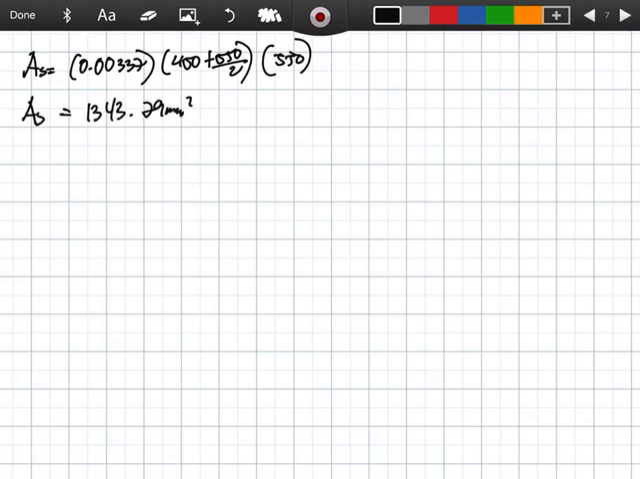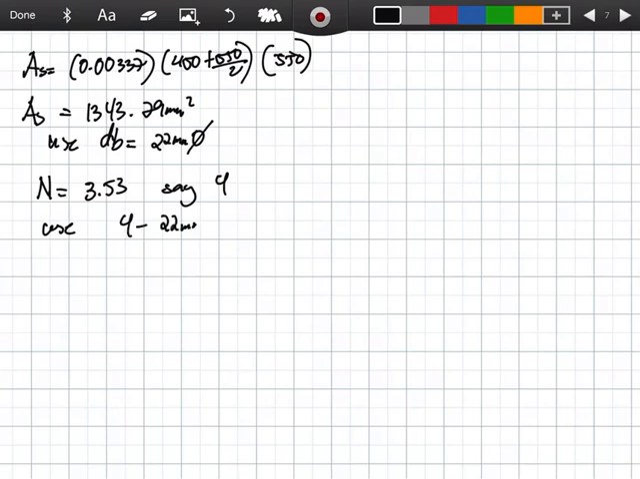AS is 1343.79 mm squared. N natin, ano ang gusto nyong value? So, gagawin natin, use dB equal 22 mm. So, N is equal to 1343 divided it by pi over 4 times 22 squared. 3.53, say 4. So, use 4-22 mm diameter transverse reinforcement for exterior column.